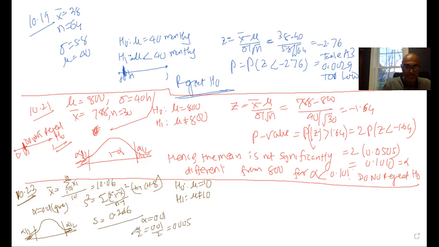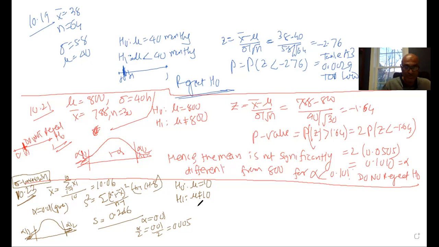0.005. As I told you, sigma is not given, so sigma is unknown for this problem. But we have the sample variance, right? So sigma unknown means we rely on table A3.